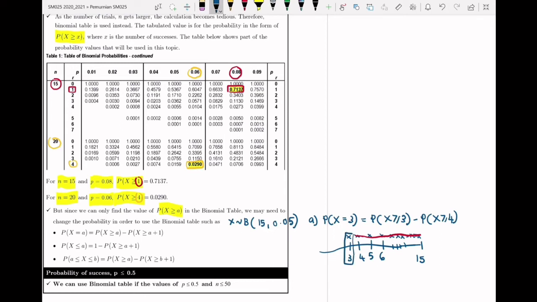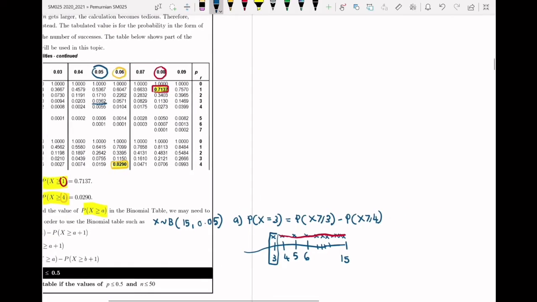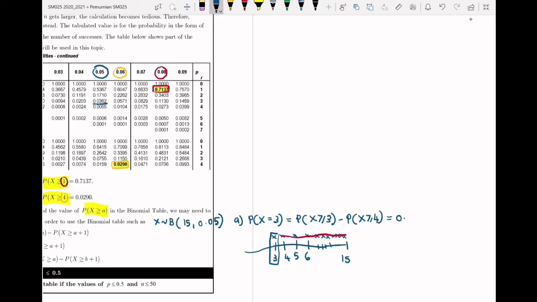So look at the table given, n equals 15, p equals 0.05, and P(X ≥ 3) is here, 0.0362, minus P(X ≥ 4) is here, 0.0055. So we have P(X = 3) is equal to 0.0307.